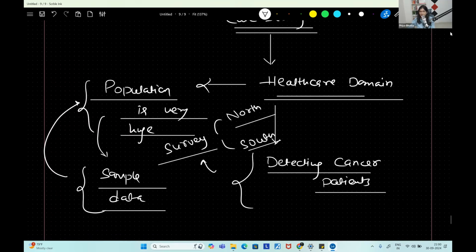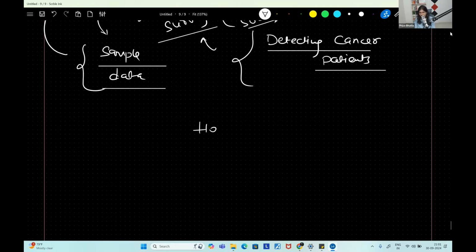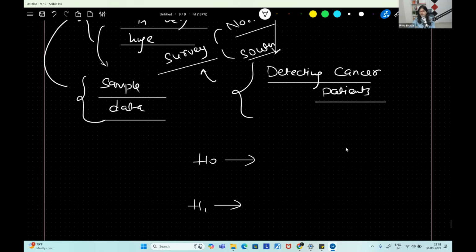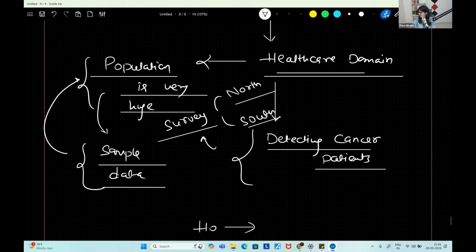So, what will be the null hypothesis and what will be the alternate hypothesis in this use case? Tell me. As per your side, what will be the null hypothesis? What will be the alternate hypothesis in this problem?